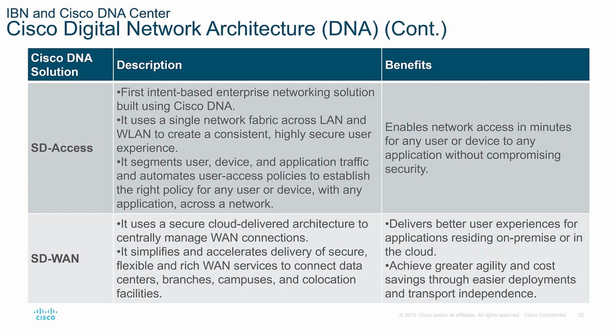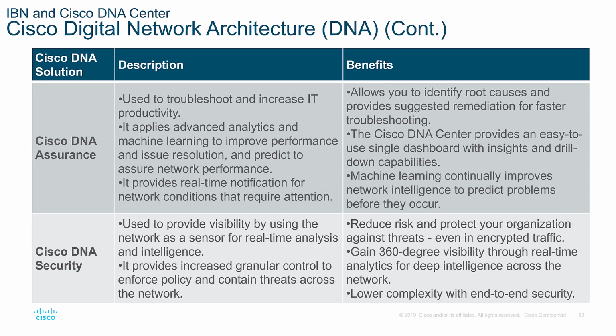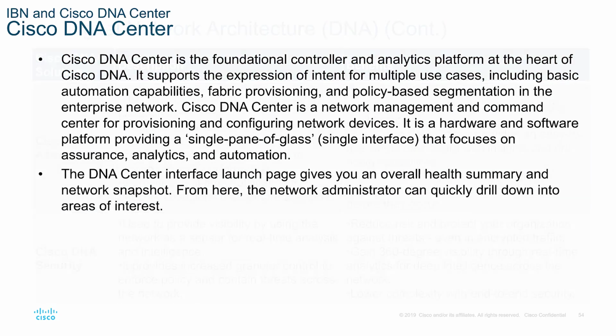Some of the Cisco DNA solutions are things like SD-Access or SD-WAN, and that will allow for software-defined access. The first intent-based enterprise network solution built by Cisco DNA, our SD-WAN, will use a secure cloud delivery architecture. We have our DNA Assurance and our DNA Security. DNA Assurance basically is used to troubleshoot and increase IT productivity. DNA Security is basically used to provide visibility by using the network as a sensor for real-time analysis and intelligence.